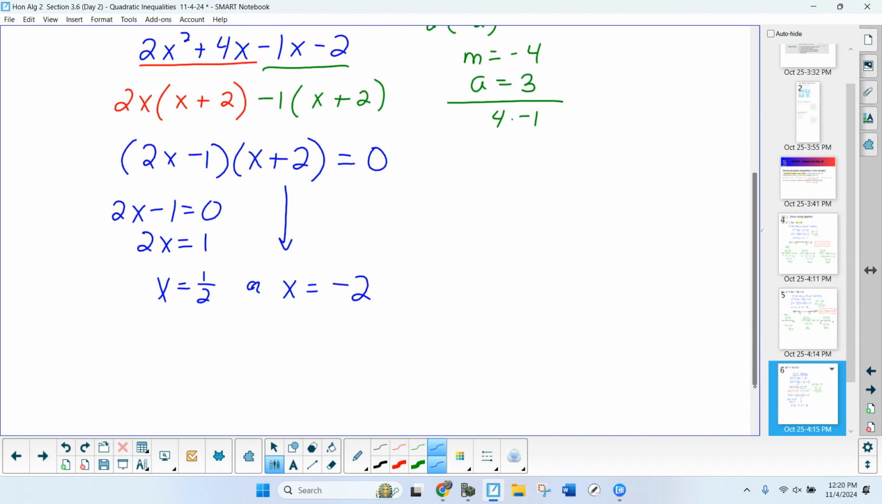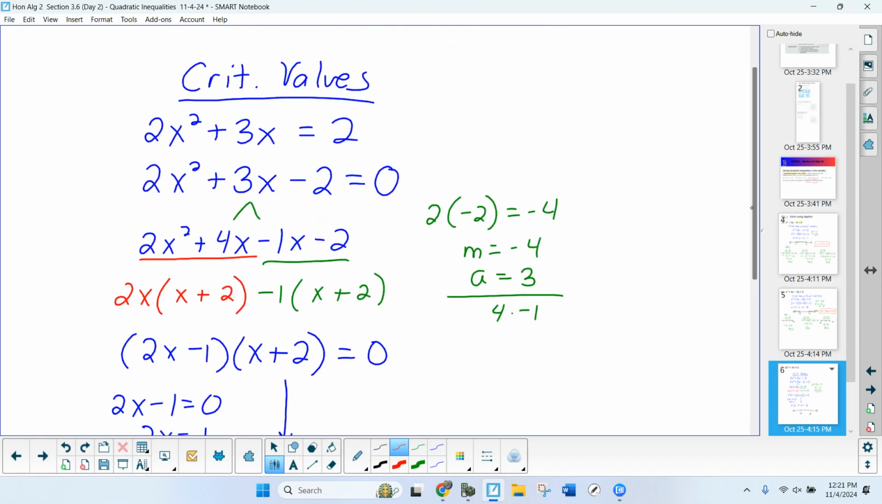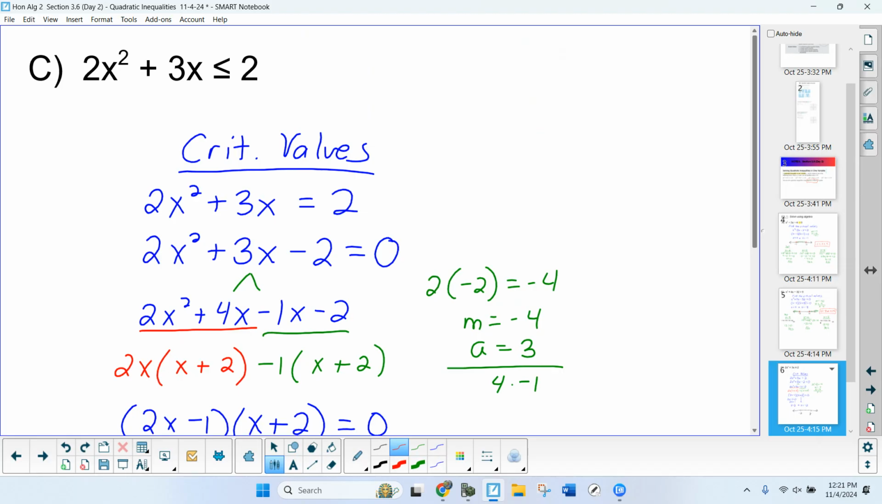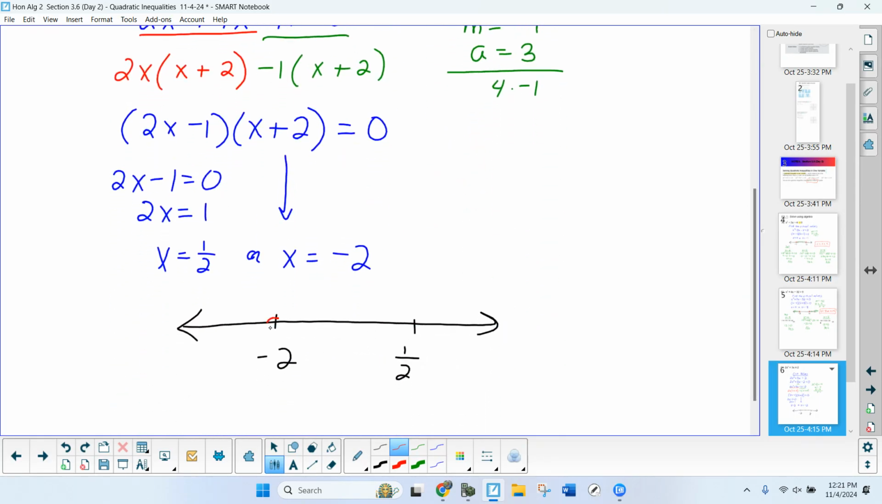We've got 2, and I saw a couple of you already have this drawn. Number line. -2, 1/2. Open or closed circles on this one? Closed. Why are they closed? It's not greater than or equal to. It's less than or equal to. So now it's allowed to equal these critical values. So I'm going to close that one. I'm going to close that one. So we're going to put solid circles here. Good.